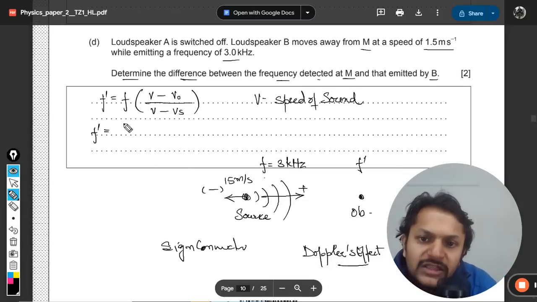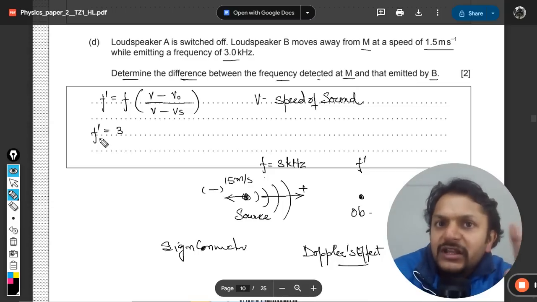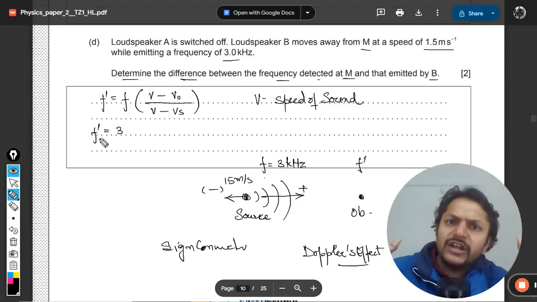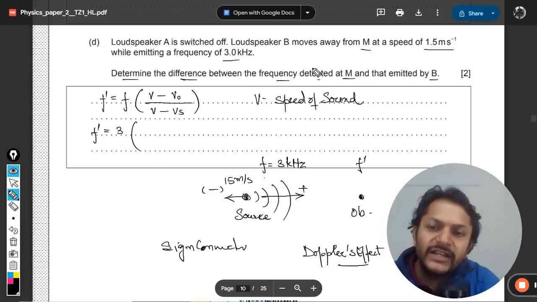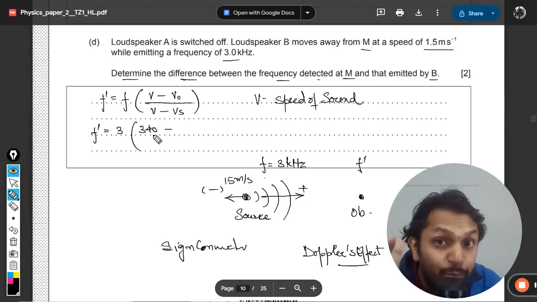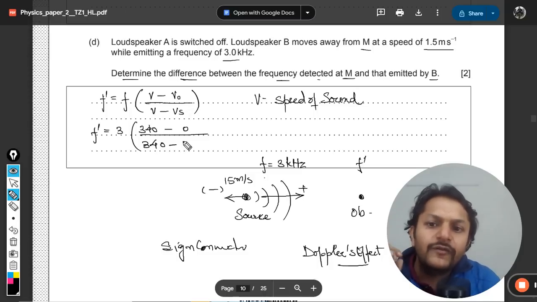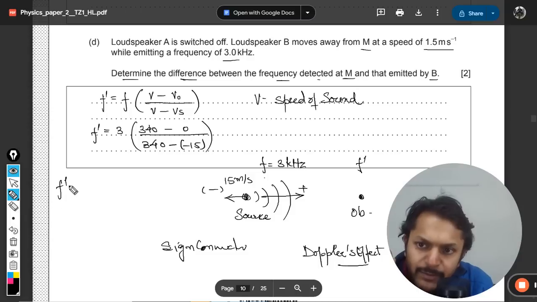I will show you. The frequency is 3 kilohertz. So I'm not putting 1,000 there. I'm just keeping kilohertz, because if you substitute the value in kilohertz, your answer will be in kilohertz only. So we don't care about kilohertz now. Okay. Velocity of sound is given earlier. It was chosen as 340, which is chosen as positive. Velocity of observer is 0. So 340 in the denominator minus. Velocity of the source is taken to be negative. So this is how we plug in our values.